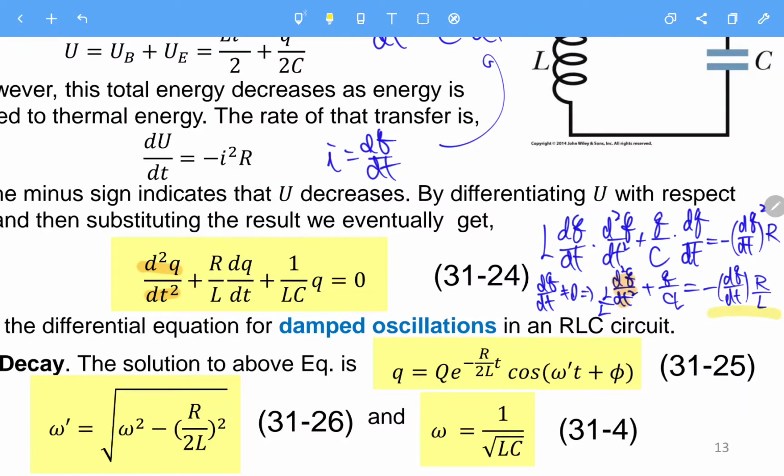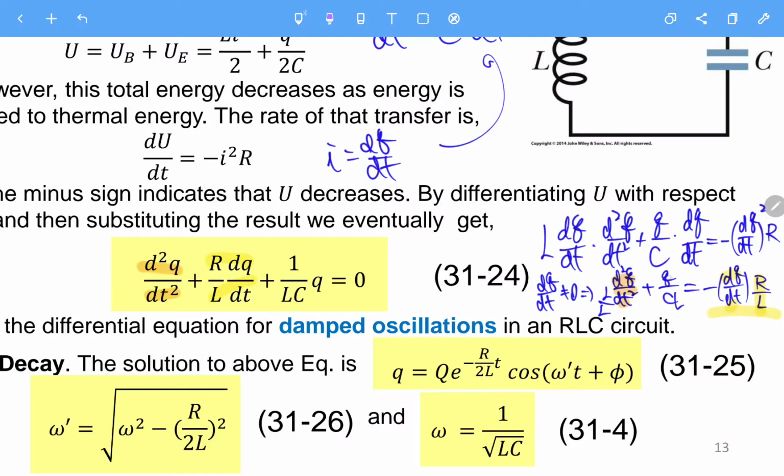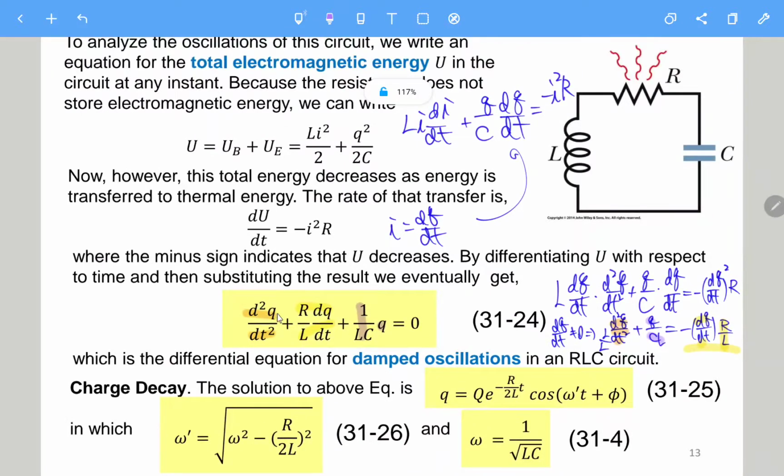For the second term, we move this one to the left side, so we have R over L dq/dt with a positive sign, which is this one. And then finally we have 1 over LC times Q, like this.